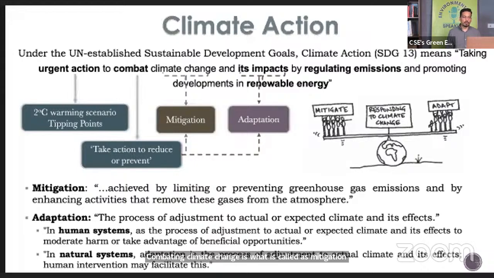Then we have adaptation. When we talk about mitigating the impacts of climate change or dealing with the impacts of climate change, we call it adaptation. Adaptation can be in human systems or it can be in natural systems, and we'll come to that later in a bit.